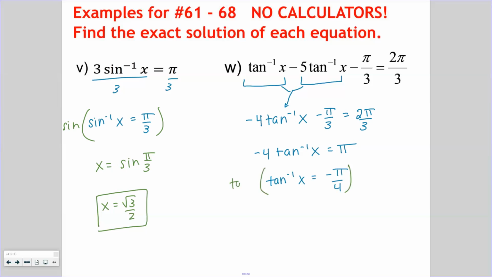And then last step, in order to get rid of inverse tangent, we have to take the tangent of both sides. So we're left with x is equal to the tangent of -pi over 4. And again, that's where we go to the unit circle. -pi over 4, same thing as 7 pi over 4. The tangent there is -1.